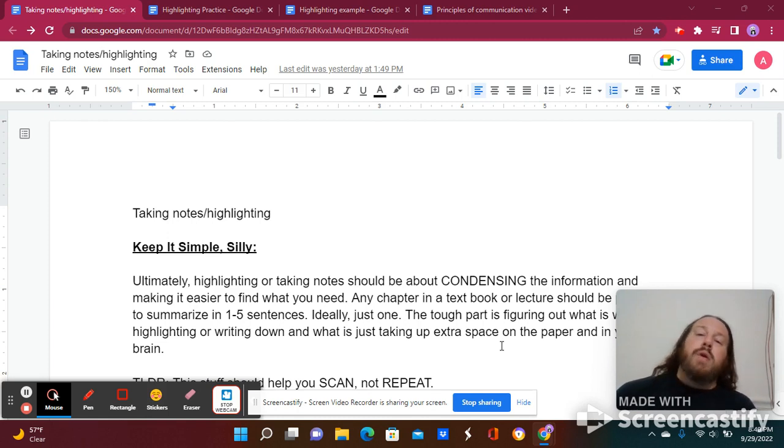Or you wrote down a whole bunch of notes, but there's no clarity as far as what the focus of the notes is, things like that. So this is to help with those problems.